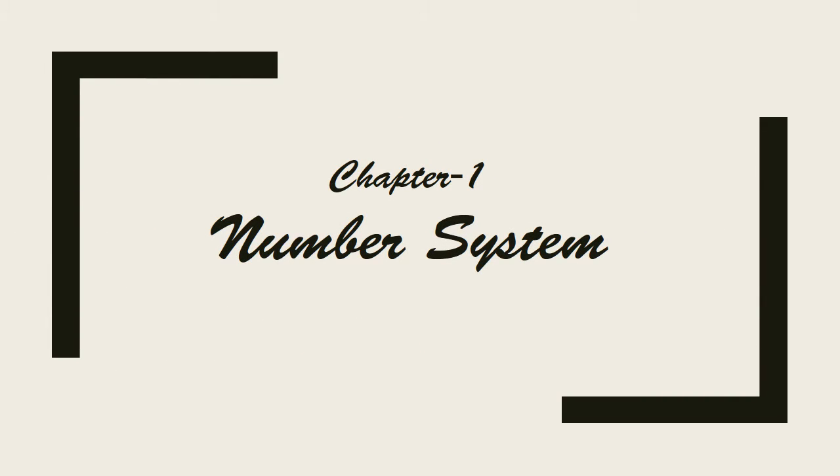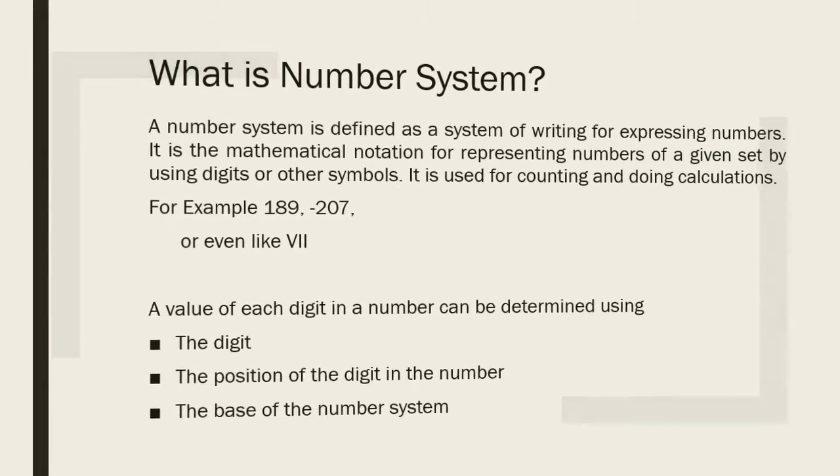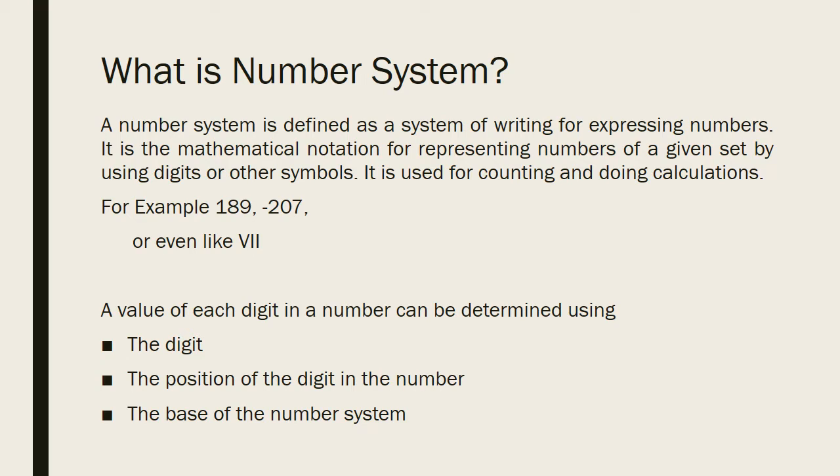In this very first video tutorial, I'll be teaching you all the little tips and tricks that you need to know about number system. So, let us start by first understanding what a number system is. A number system is defined as a system of writing or expressing numbers. It is a mathematical notation for representing numbers of a given set by using digits or other symbols.